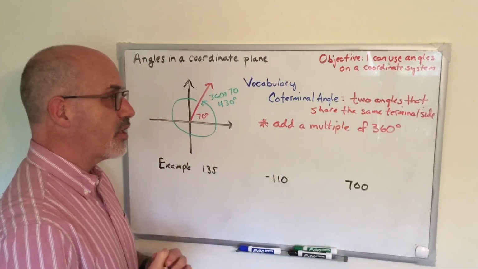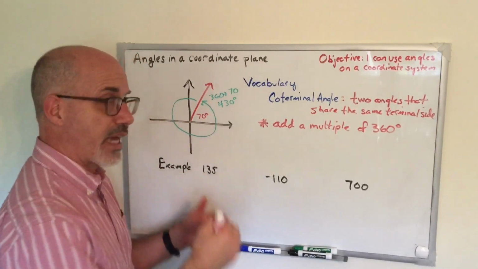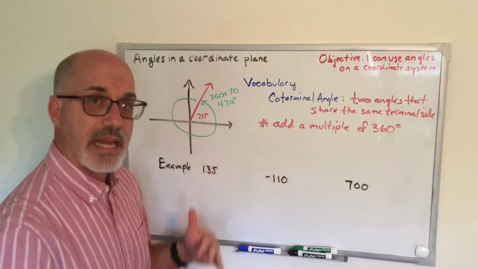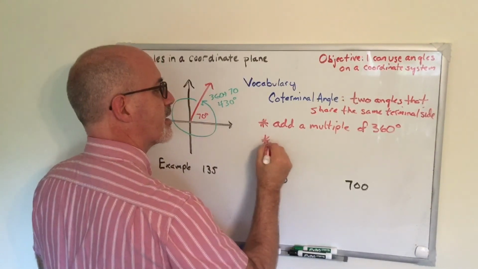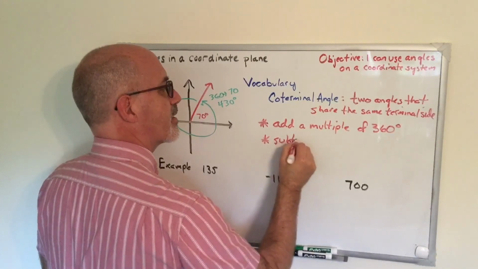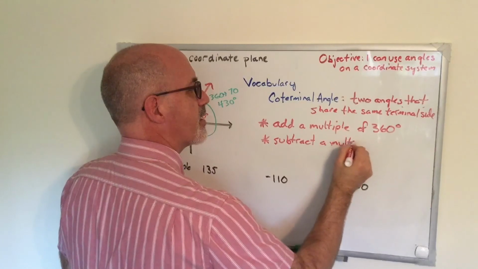So if you want to do a coterminal angle, add a multiple of 360, so you could add 720 or keep adding multiples on, or you could subtract a multiple of 360.